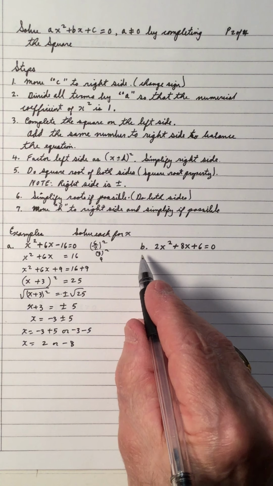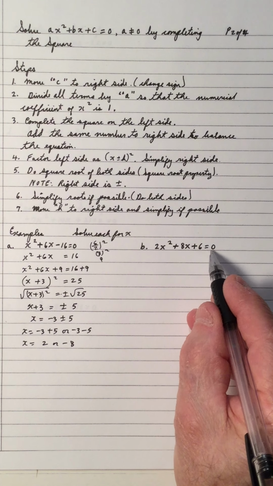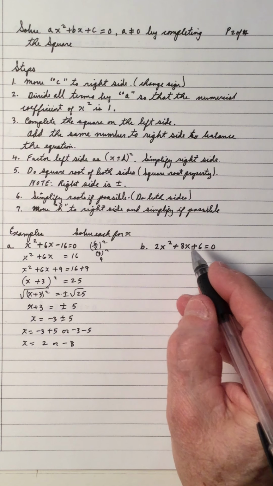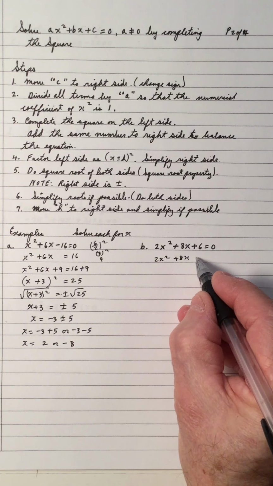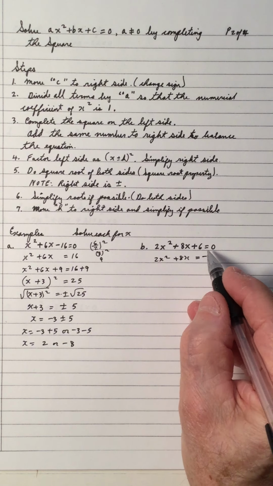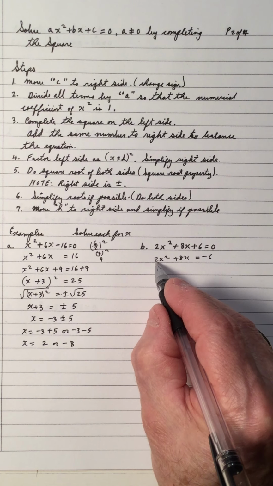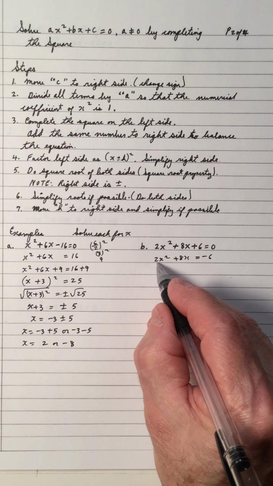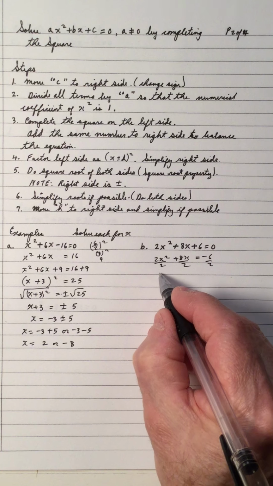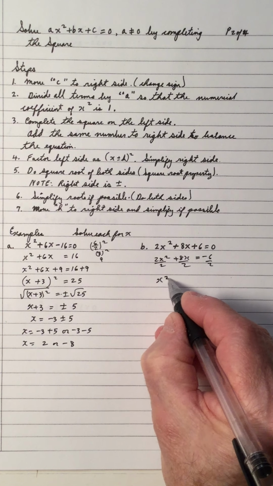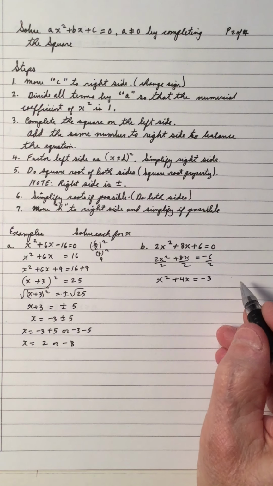Completing the square. And let's do b. 2x squared plus 8x plus 6 equals 0. We're solving it by completing the square. So 2x squared plus 8x equals negative 6. This is the c moving over. Now, because I want x squared to have a 1 coefficient, I will divide all terms by 2. So we get x squared plus 4x equals negative 3.